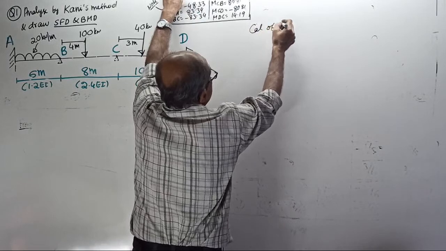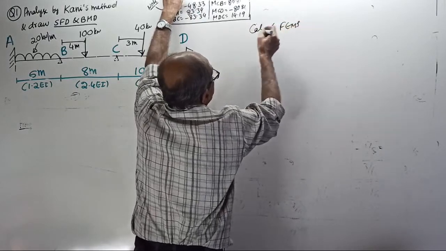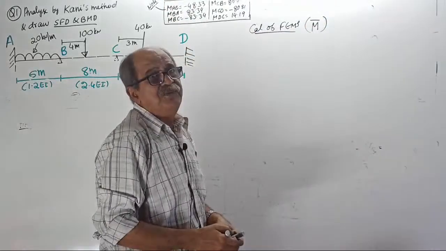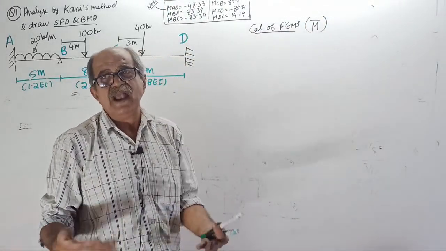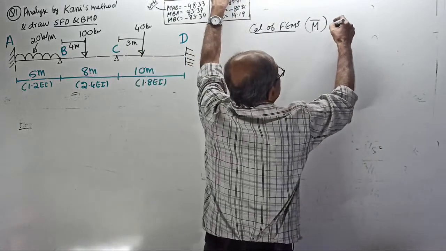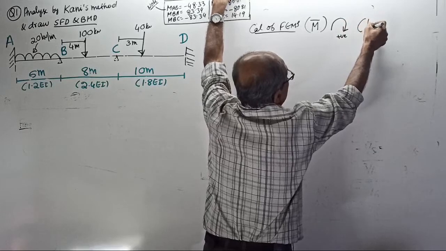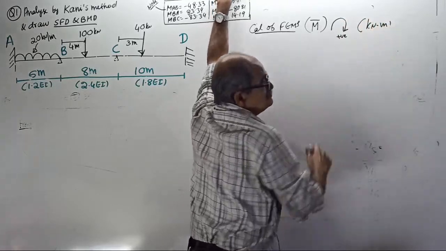Calculation of FPMs. My symbol is M bar. Some people write MF, some put FM. Whatever you want. My convention is clockwise positive, and all values are in kilonewton meter.